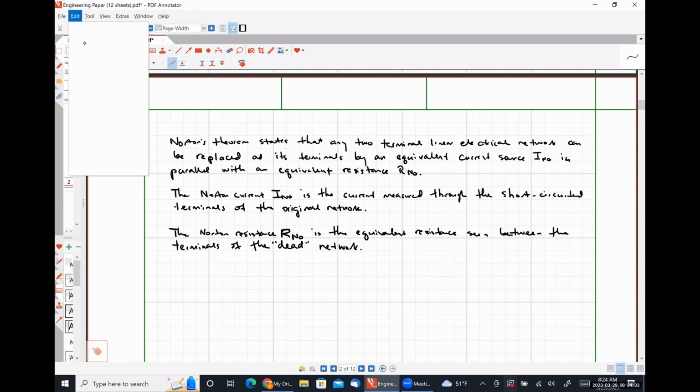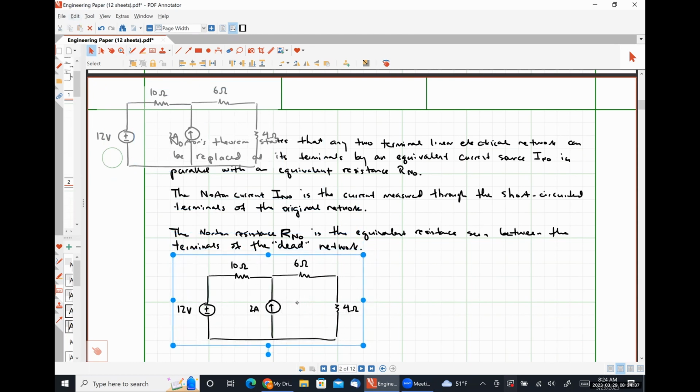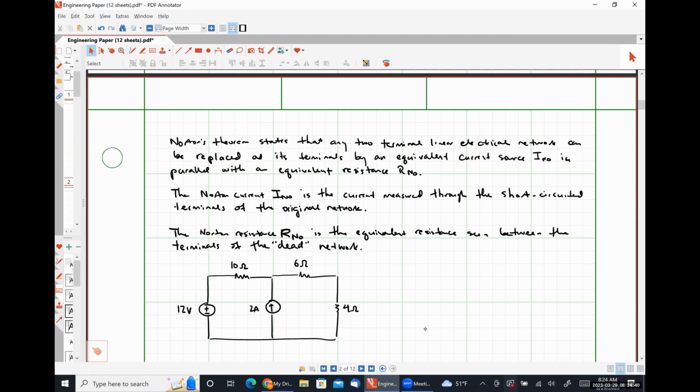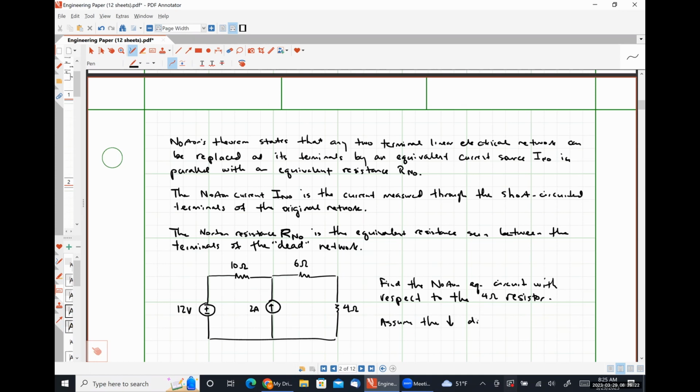So let's take that exact same circuit and find the Norton equivalent circuit with respect to the 4 ohm resistor. Assume the down direction for I Norton.